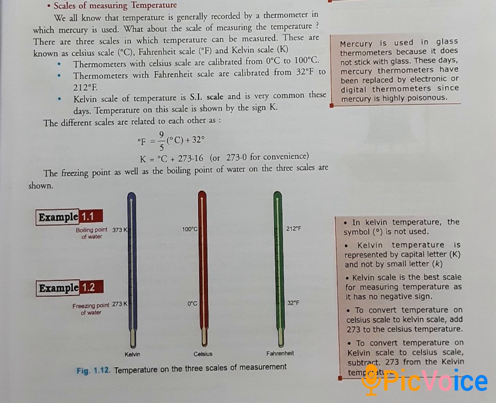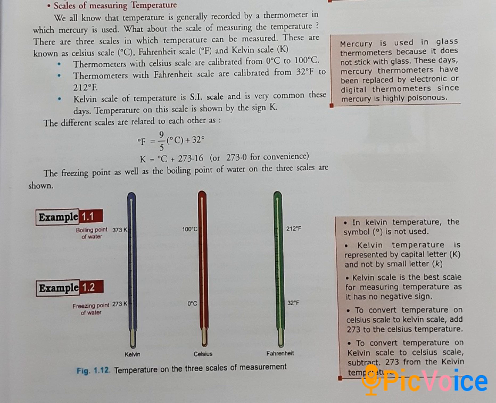Now we are discussing scales of measuring temperature. There are three scales in which temperature can be measured. These are Celsius scale, Fahrenheit scale and Kelvin scale. Thermometers with Celsius scales are calibrated from 0 degrees Celsius to 100 degrees Celsius. Here the middle one, which is shown with the red color, is the Celsius thermometer.